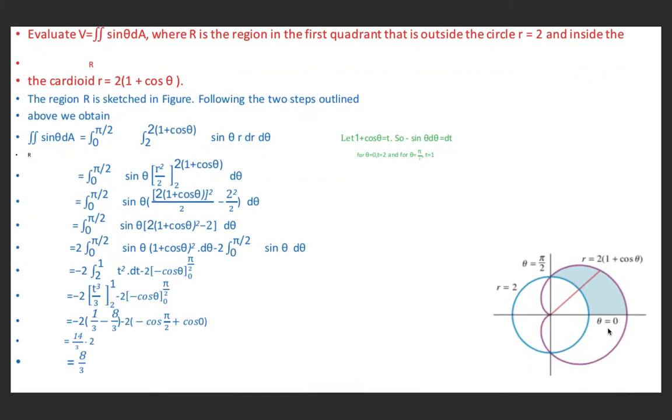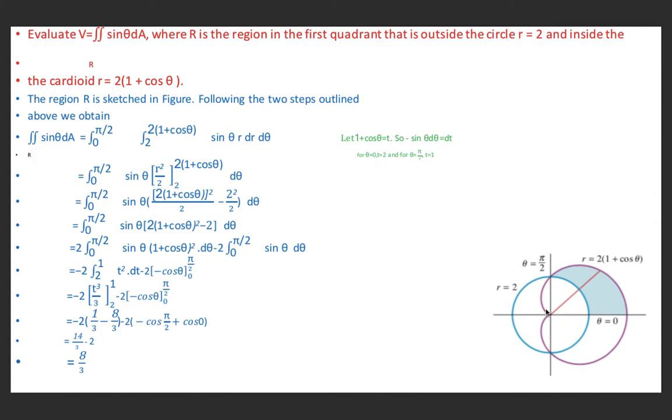Now we will evaluate the double integral of sine theta over the region R, where R is the region in the first quadrant that is outside the circle r equal to 2 and inside the cardioid r equal to 2 into 1 plus cos theta. So first of all we will sketch this region. So r equal to 2 is this circle, and this is the sketch of the curve cardioid r equal to 2 into 1 plus cos theta.